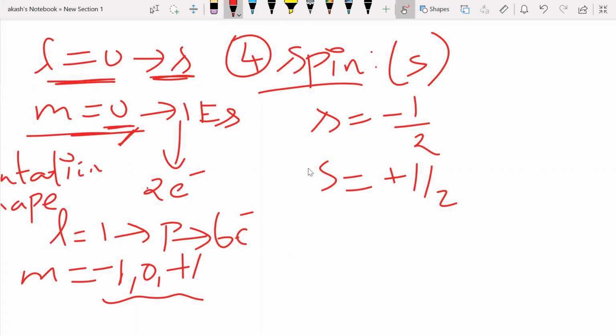Only these 2 are the values possible, and you can assign anything for anything. Basically, this can be clockwise or anti-clockwise, and this can be again anti-clockwise or clockwise. But again, if you say that this is clockwise, this is going to be anti-clockwise, and vice versa. If this is anti-clockwise, this would have been clockwise. There is no restriction that -half should be clockwise only, or +half should be anti-clockwise only.